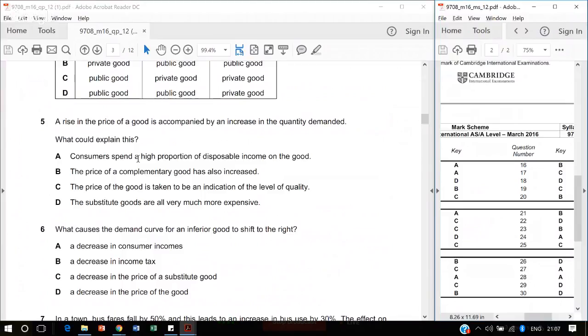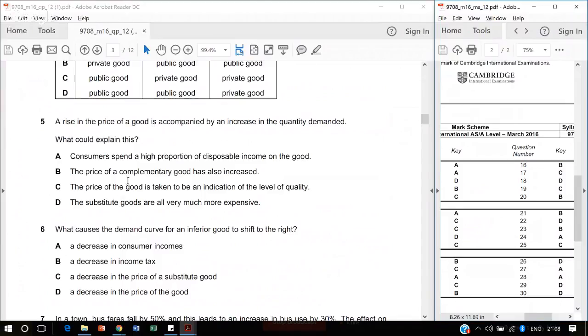The price of the good is taken to be an indication of the level of quality. So an increase in the price would mean that possibly there's an increase in the quality. So the actual good has changed. Our discussions about price elasticity of demand are kind of irrelevant because that makes the assumption that we're talking about the same, homogeneous good. Here, perception of the good has changed, and thus demand can increase when the price rises.